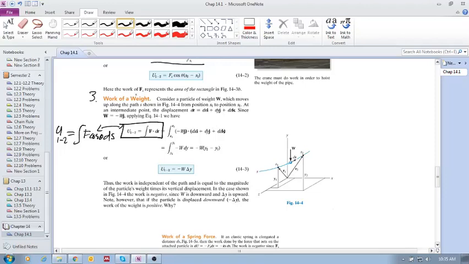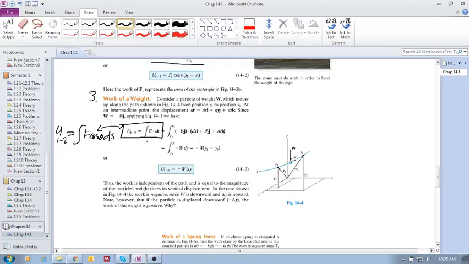Okay, so now we want to look at the work of a weight. So we start here. The work is equal to the integral of F dr. Sorry, let me just backtrack. Let's consider a particle that's moving from S1 to S2. If we're considering the work of a weight, then the weight is acting down.